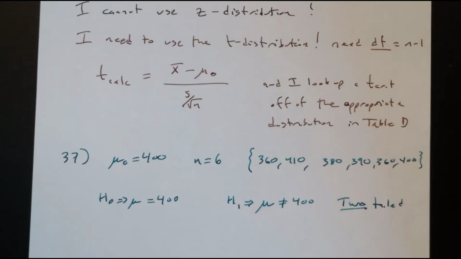So, I need 2 pieces of information. I need to know what sensitivity I'm doing this test at. It says here in the textbook, at alpha equals 0.1, does this evidence contradict the claim?